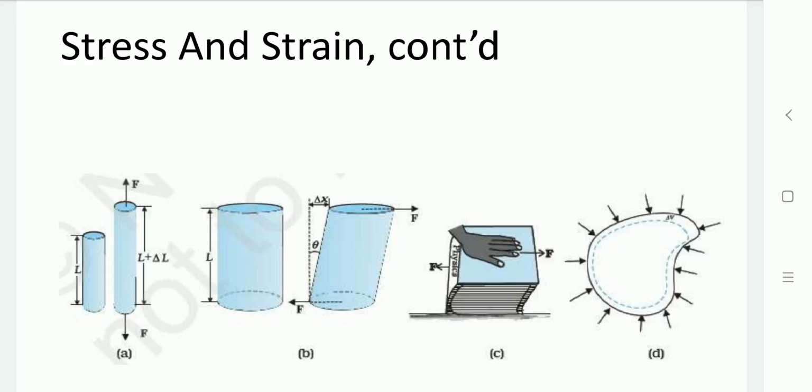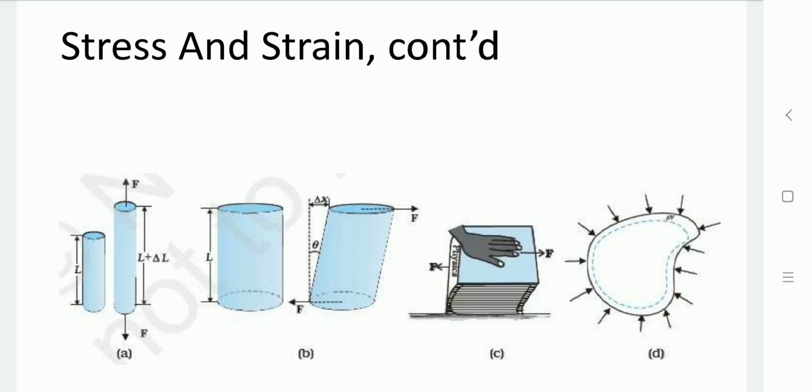So the change in the dimension is known as strain. Here the length changes by delta L, based on the original length L. That is known as longitudinal strain. Longitudinal strain equals delta L by L, the change in length divided by the original length.